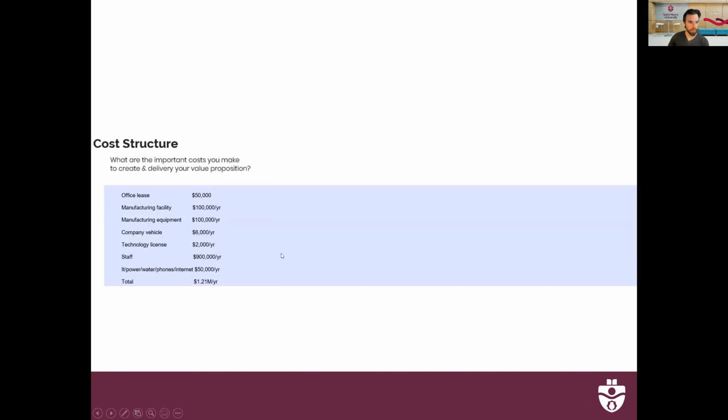So what I did with our tech toy example is I went back, I pulled some general categories from our activities list just to make a point. I didn't go through and do an exhaustive one. I just wanted to demonstrate how I would do this in a business model canvas capacity. So some of the important ones that you would have to look at would be your office lease. I'm just making up numbers for this. Office lease, your manufacturing facility lease, your equipment payments, your company vehicle lease costs, your tech and software licenses.